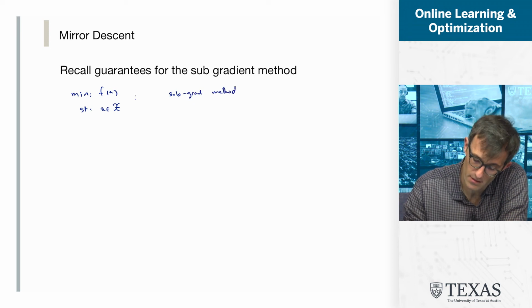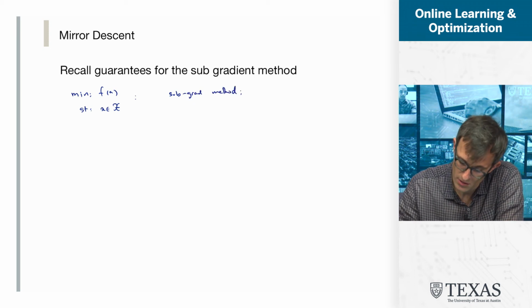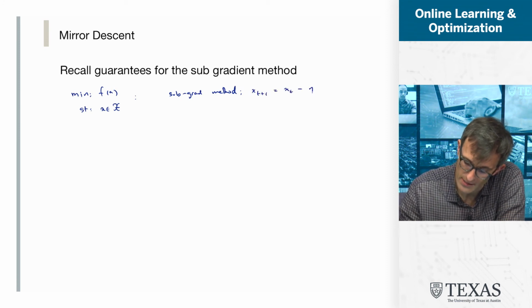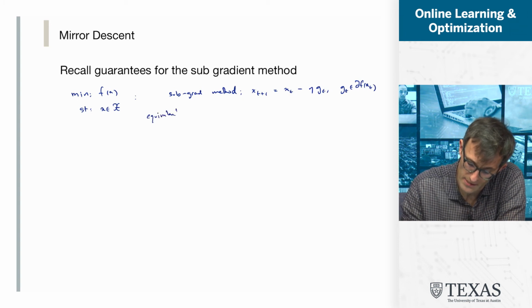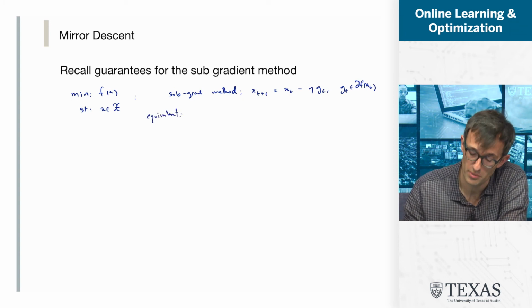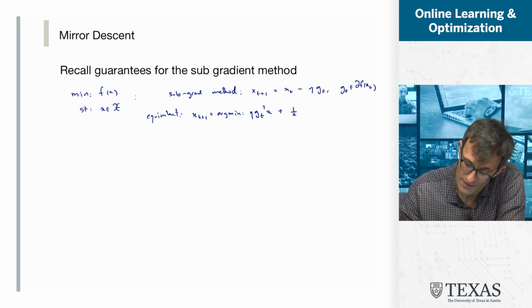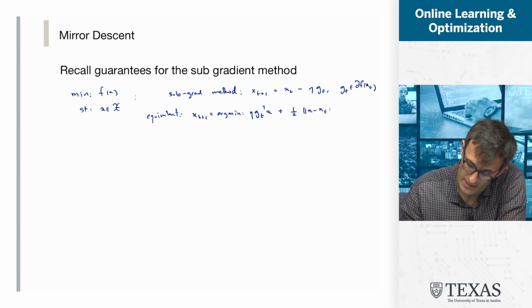tells us that we should choose x_{t+1} equals x_t minus eta times g_t, where g_t is an element of the subdifferential of f at x_t. And this is equivalent to minimizing this linear approximation plus a proximity term. x_{t+1} is equal to the argmin of eta times g_t times x plus 1/2 times the norm of x minus x_t squared.